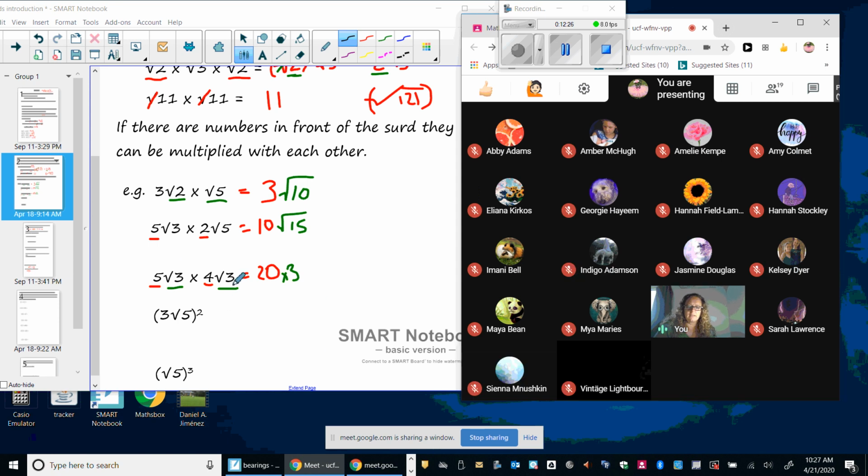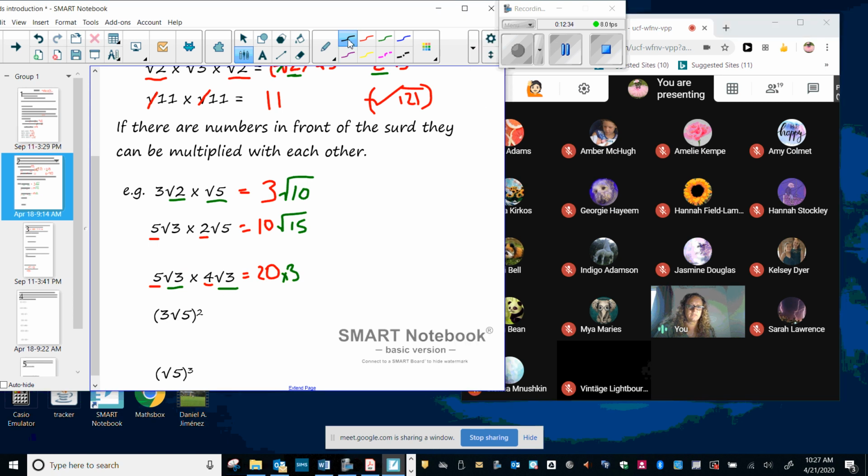Right, so here, as I said, the big numbers we deal with first, and then the roots we deal with separately. So our final answer for this one would actually be 60. Okay? This one here, we have to remember that the square means that we are writing this thing twice. So we would have 3 root 5 multiplied by 3 root 5.